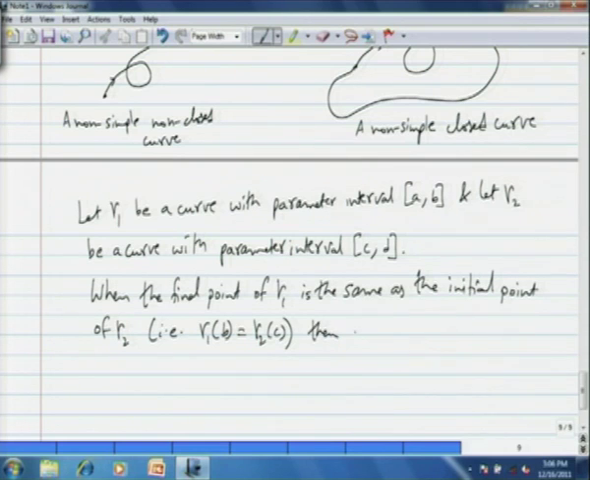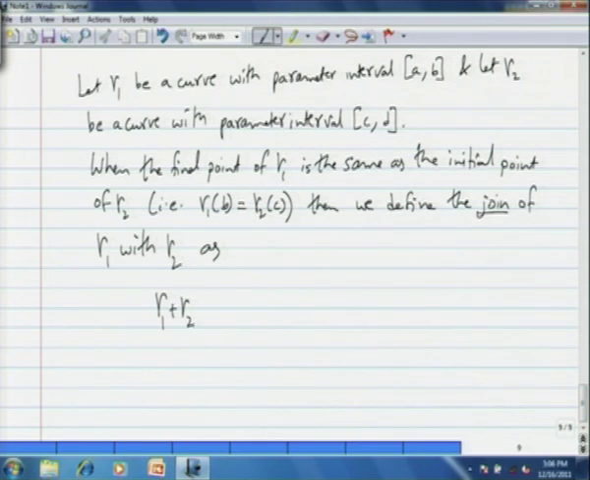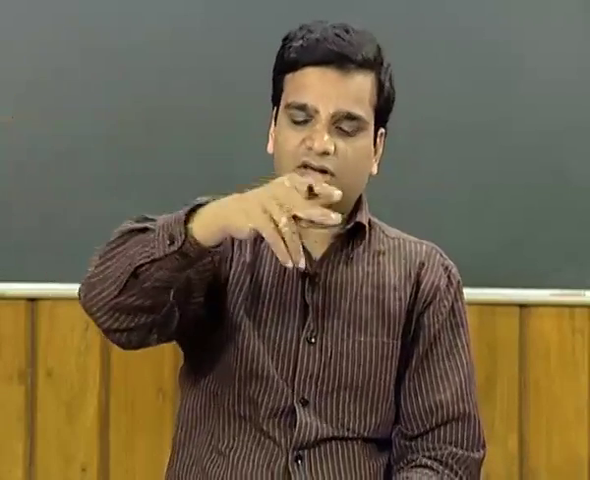Then we firstly define the join of gamma 1 with gamma 2. The notation gamma 1 plus gamma 2 means the join of gamma 1 and gamma 2. So, gamma 1 plus gamma 2 of t is defined as gamma 1 of t for t ranging from a to b. Here t is like the time parameter. For the first part of the time, from a to b, we describe gamma 1, and for the rest of the time, we will trace gamma 2.